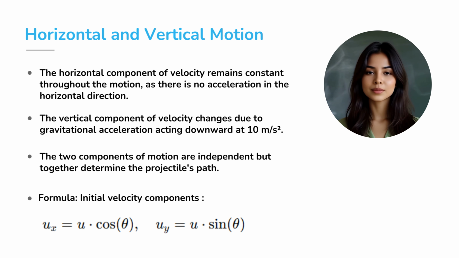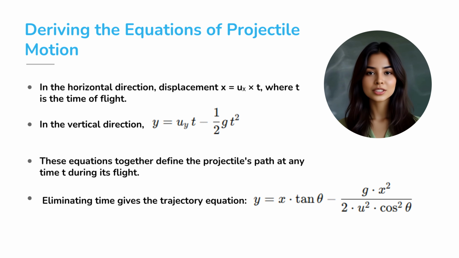Let's now derive the equations that help us calculate position and velocity at any moment during projectile motion. Horizontally, there's no acceleration, so the displacement is x equals ux multiplied by t, where t is the time. Vertically, it's uniformly accelerated motion. The vertical displacement is given by y equals uy multiplied by t minus half multiplied by g multiplied by t squared. These two equations allow us to predict where the object will be at any time.